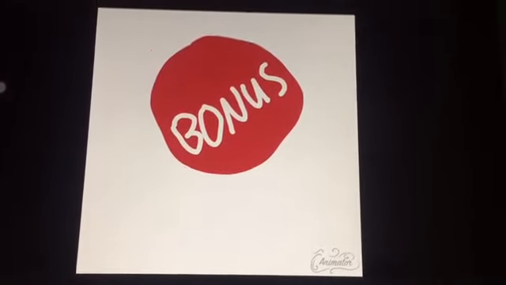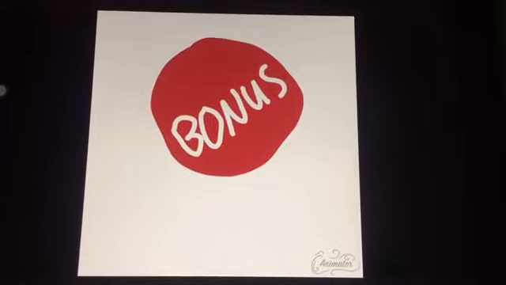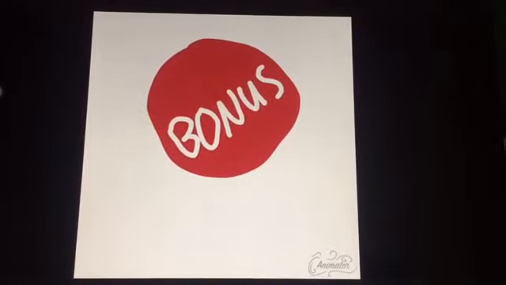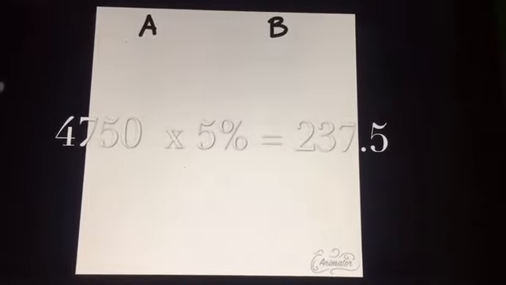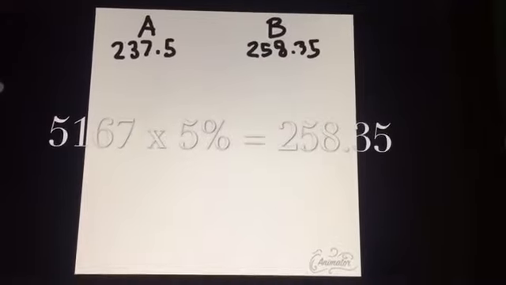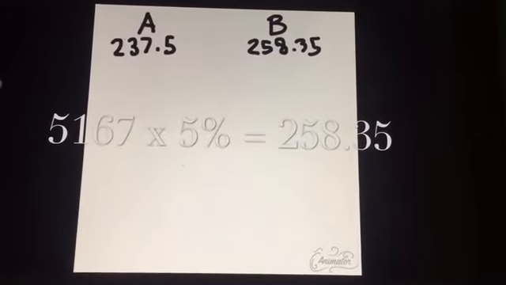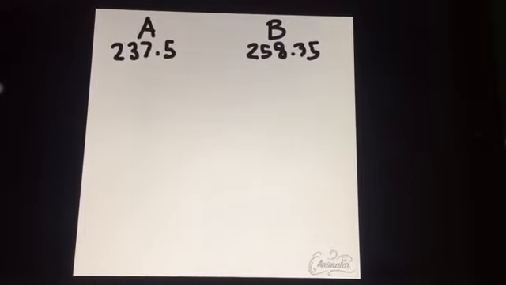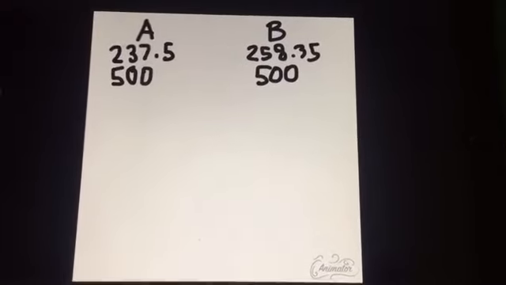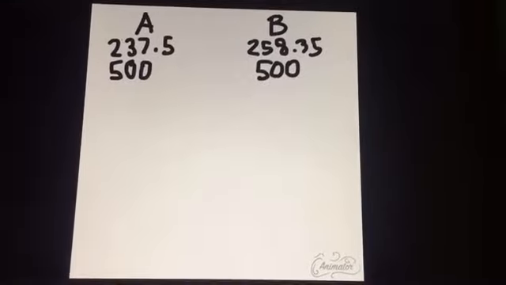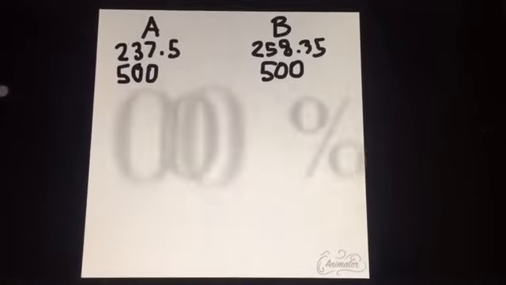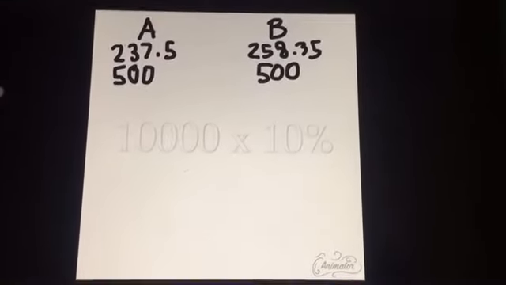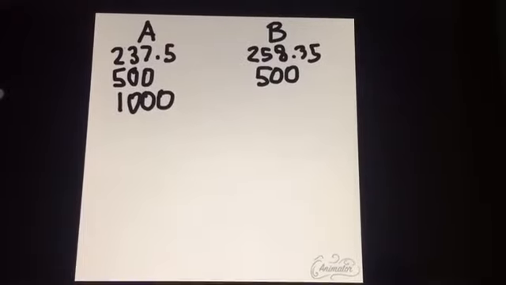So let's try to compute each partner's share on the net income. First, we have to get their interest, which A is 4,750 times 5%, which would result to 237.5. And as for B, it would be 5,167 times 5%, which would lead to a result of 258.35. The next thing we need to do is to add their salary, so each partner would get $500 each. So as for the bonus, our computation for that is only $10,000 times 10% is equals to $1,000, and it is as simple as that.